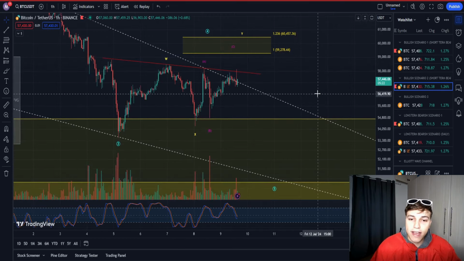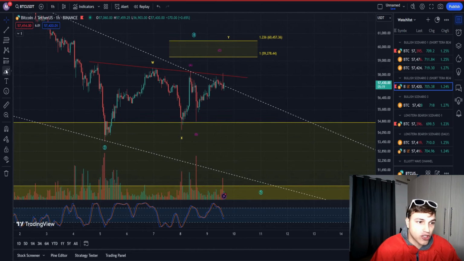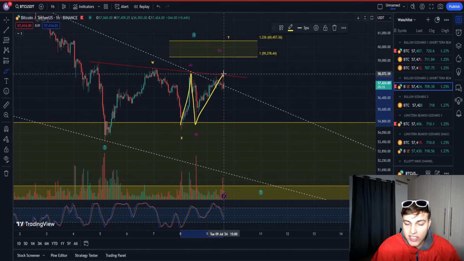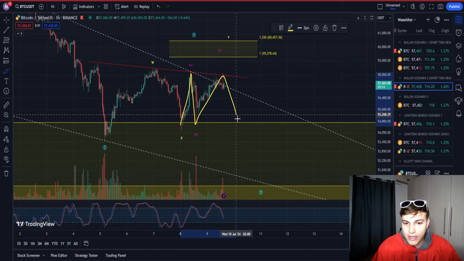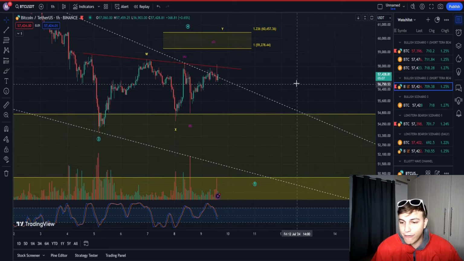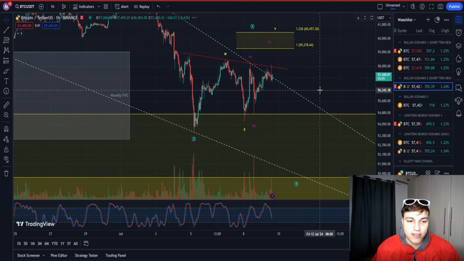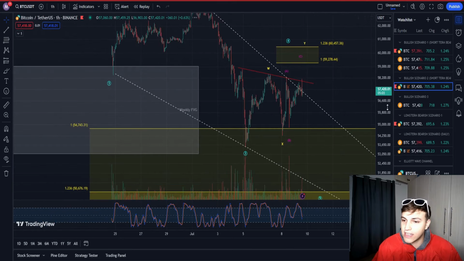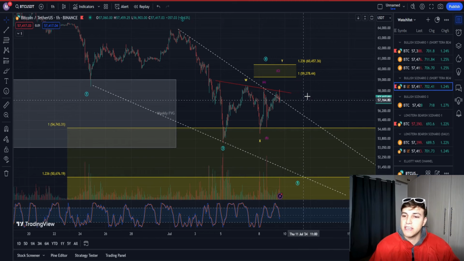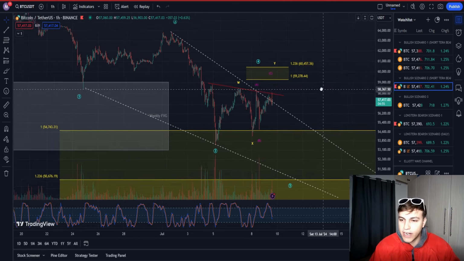This wave Y could also indeed be a triangle in an A, B, C now finished, D coming down, and E, and then only falling back down to that $50,000 level, but we will see that in the near future. You can only really count when a triangle is in once the D wave is in. So we will track it from there.